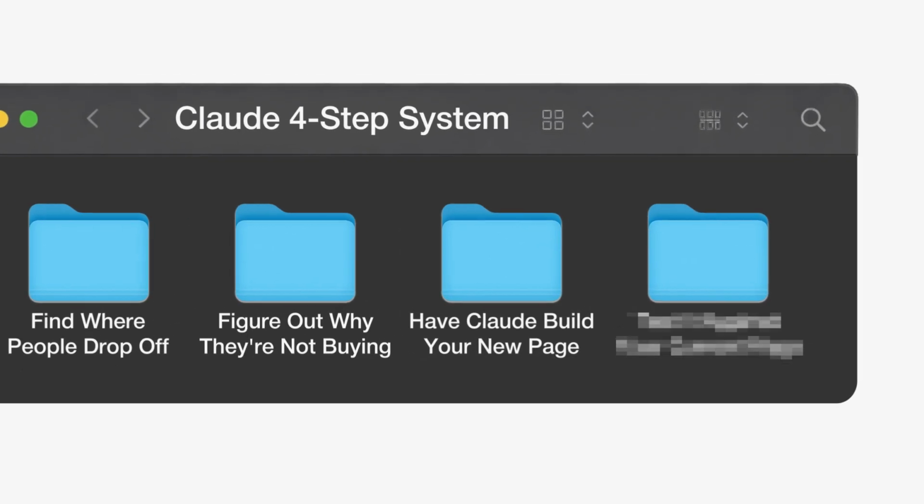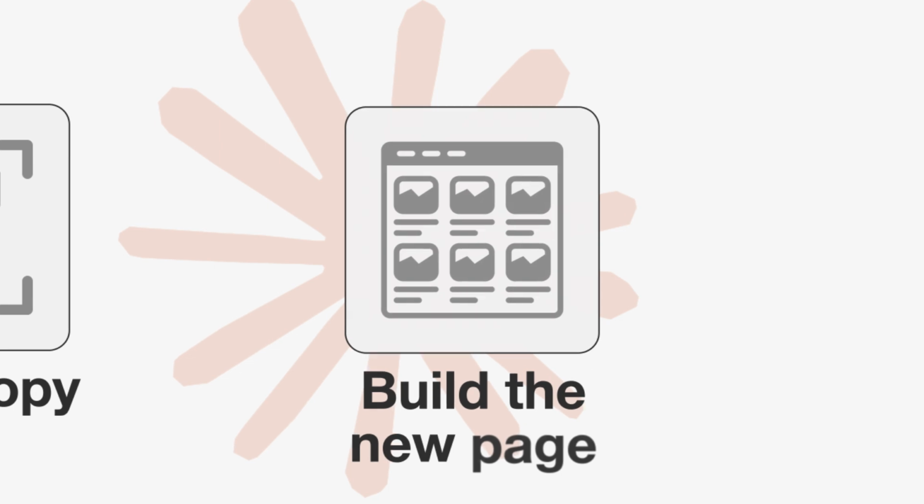All right, step 3, have Claude build your new page. So now that Claude knows where the problem is and why, you can have it build all the changes for you at once. So what Claude is going to do is write the actual copy and build the new page for you without you having to make the changes on your own. So go ahead and start with the copy. Have Claude rewrite it using everything it just learned about your customers.